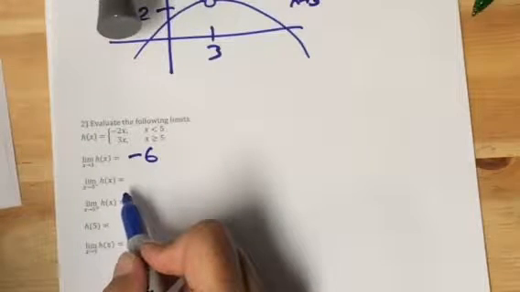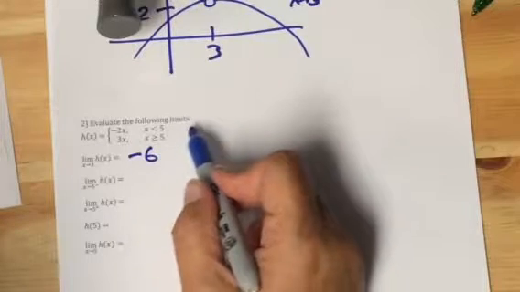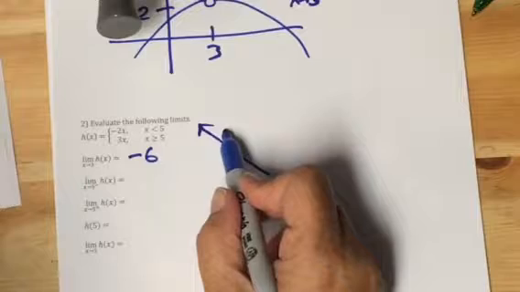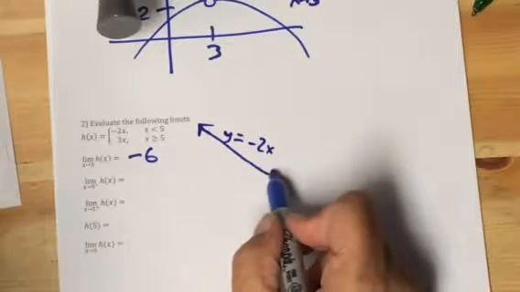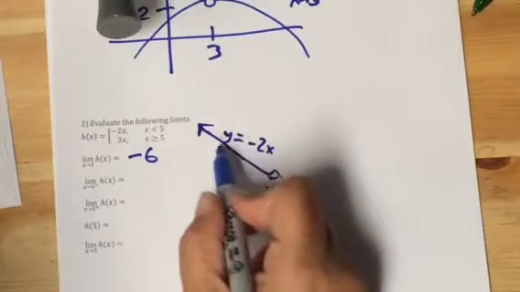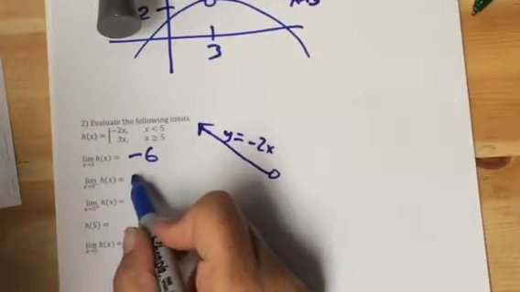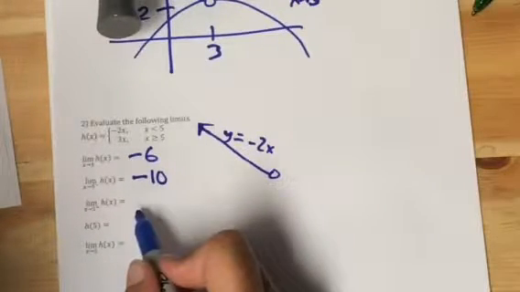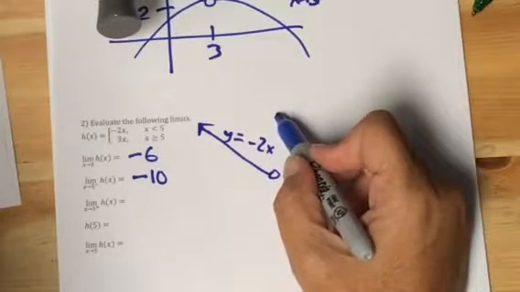x approaches negative 5 from the left. Well, as we're coming toward negative 5 from the left, we have some sort of function that looks like y equals negative 2x, right? So all we have to do is plug in from the left. We're going to approach negative 10, but we're never going to get there. And then from the right, we have a function that's positive.